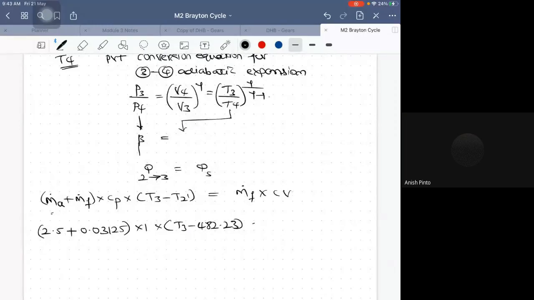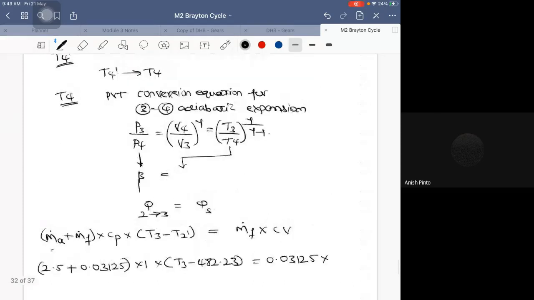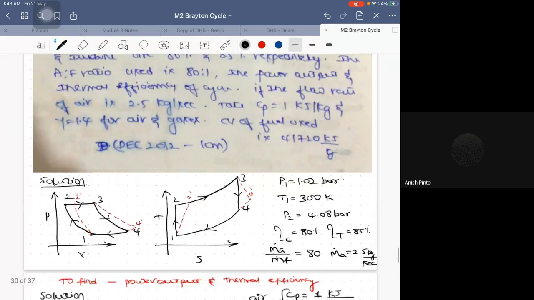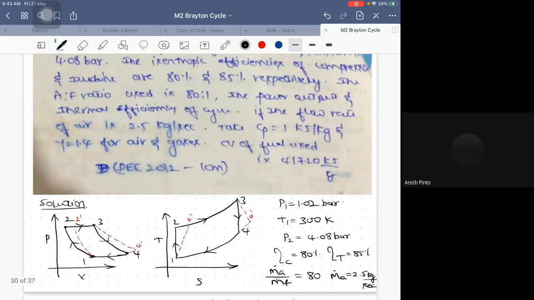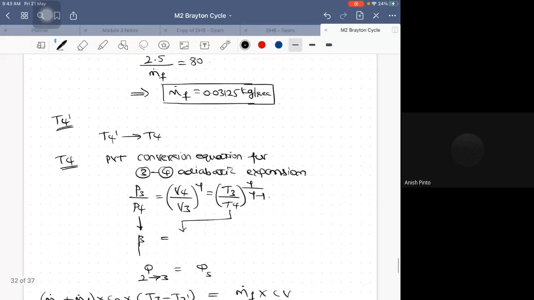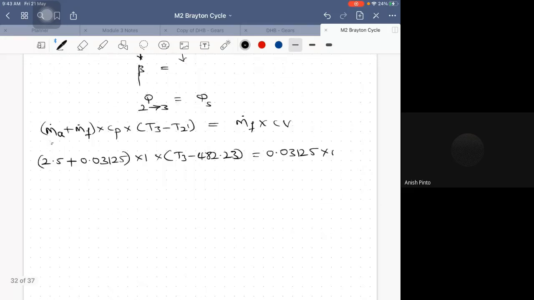That is equal to mF dot, 0.03125, cross CV. What is the CV value? Again, I have to scroll to the first. It is 41720 kilojoules per kg. Now you have substituted the values.